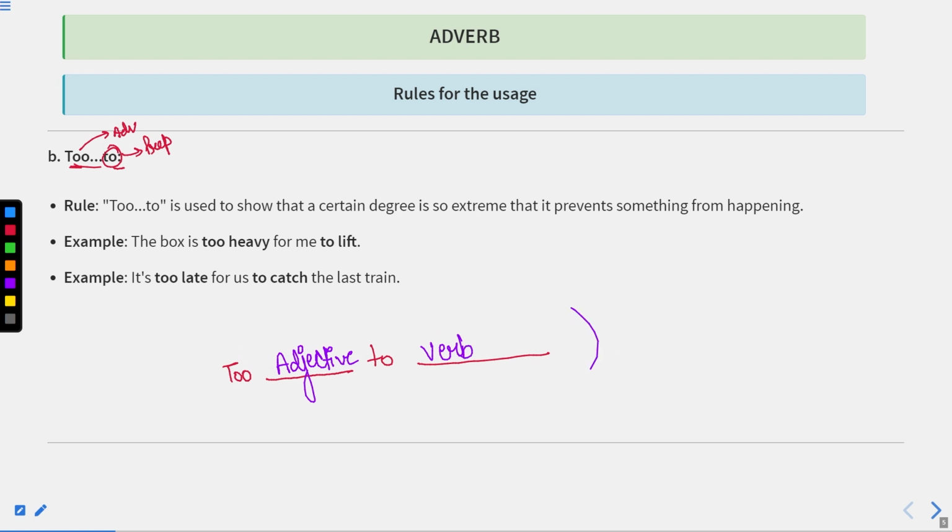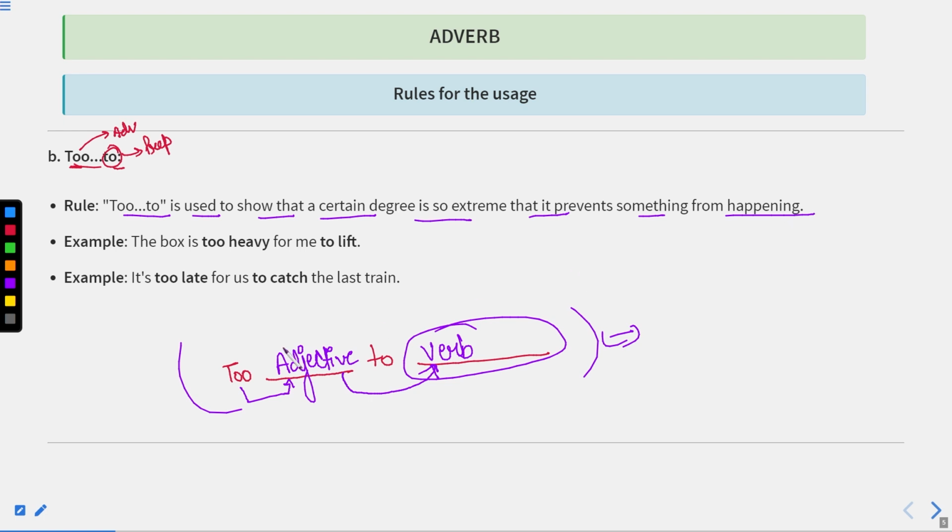Now this sentence shows the negative sense. It means after this too we show an adjective, and this quality prevents a person from doing this action. As you can see over here, too and to is used to show that a certain degree is so extreme that it prevents something from happening. So whatever adjective is written over here, this is such a quality that prevents the person from doing this action. Or you can say that it forbids the person to do this action.